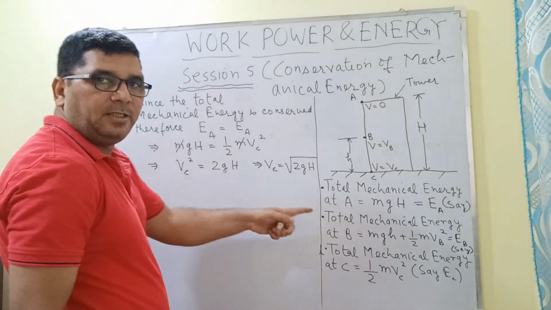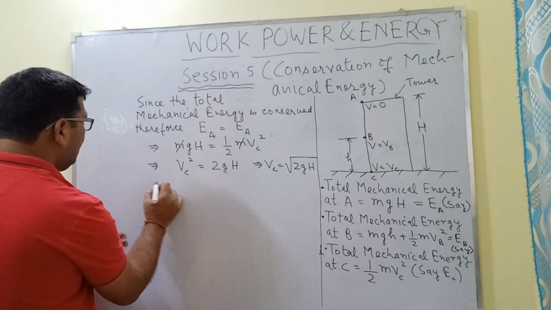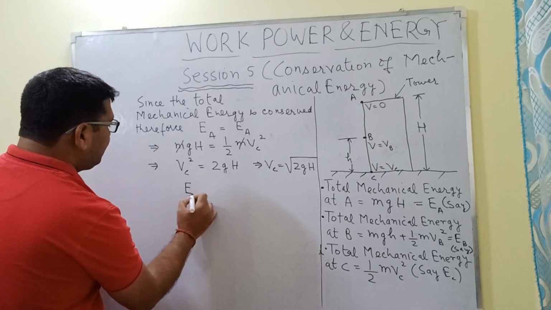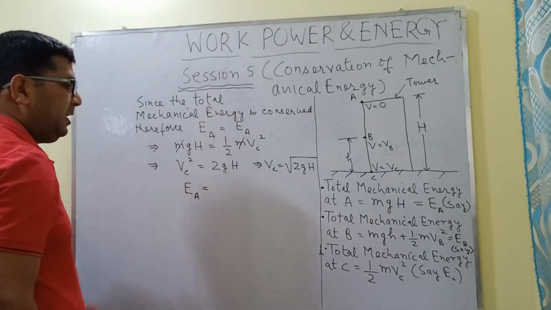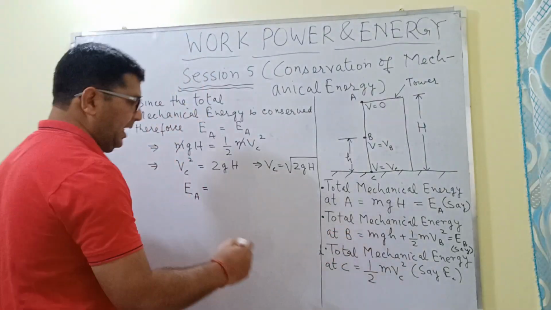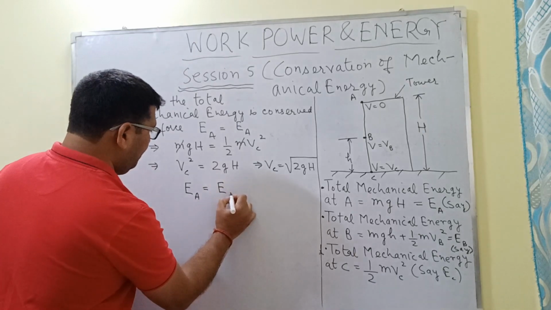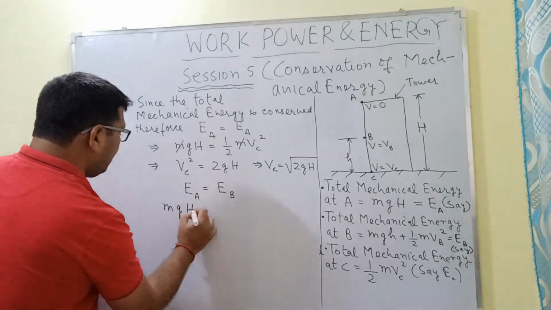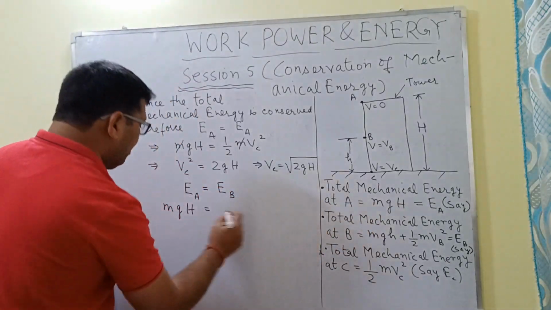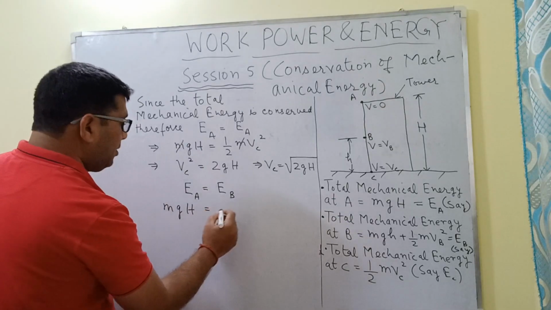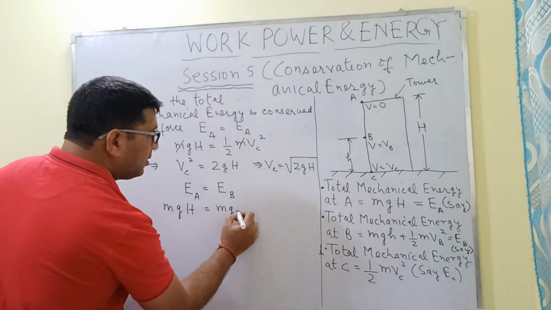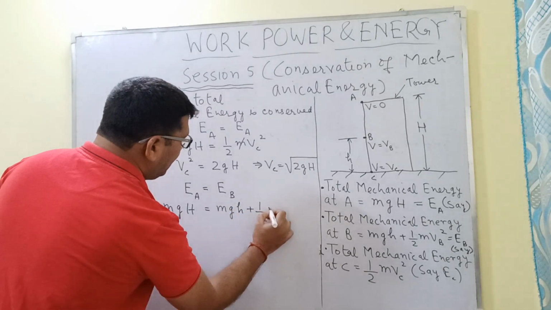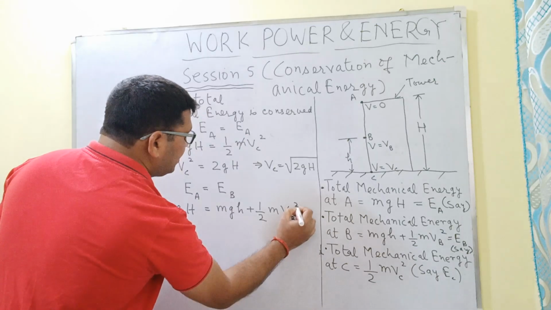So, since the mechanical energy is conserved, therefore we can say that EA, that is the total energy at the point A, will be equal to the total mechanical energy at the point B. Now I will be equating it. So mgH will be equal to mgh plus half m vb square.